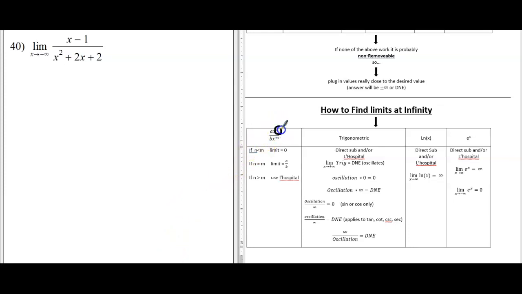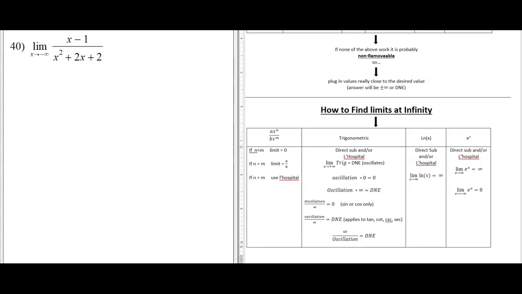If the power on the top is less than the power on the bottom, then the limit at positive infinity and negative infinity will always be 0. So as you notice here, this is a power of 1, this is a power of 2. So at infinity, the answer is just going to be 0. It's awesome. Okay, use the shortcut if you can.